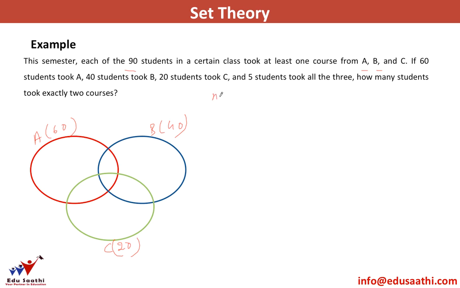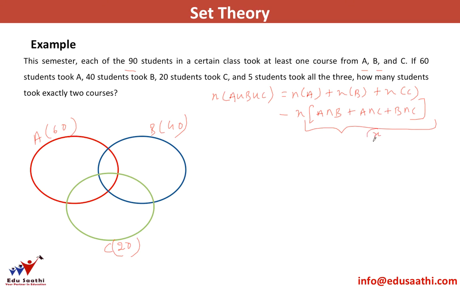Now we know that n of A union B union C is equal to n of A plus n of B plus n of C minus n of A intersection B plus A intersection C plus B intersection C. This entire thing I'll consider as X, because this gives me the number of students who signed up for two courses or more. Remember this, not two courses, it is two courses or more.